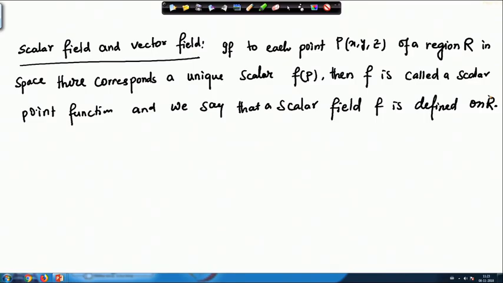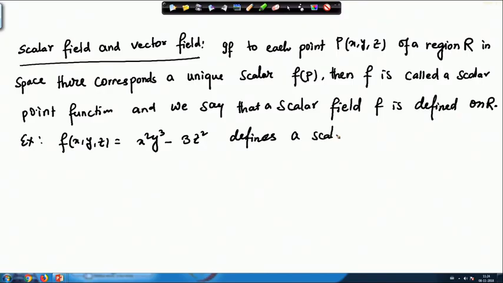So, if for every point P in that region R we can correspond a unique scalar f(P), then that unique scalar is called the scalar point function, and we say that a scalar field f is defined on R. For example, if we have f(x, y, z) equal to x squared y cubed minus 3z squared, this defines a scalar field.